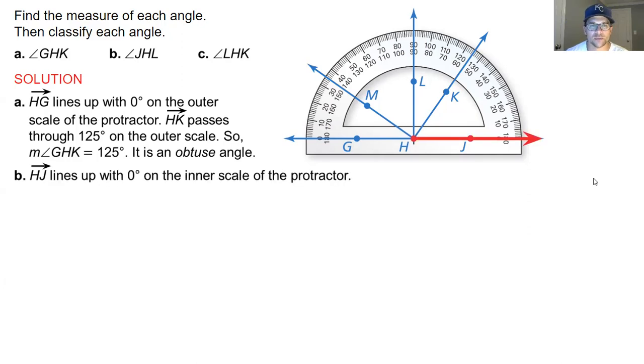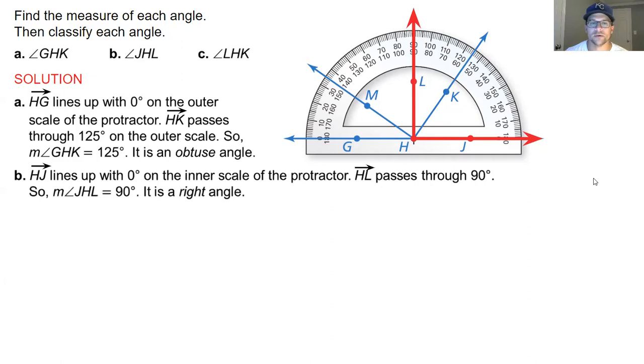So HJ lines up with that. We're going to go ahead and go all the way up to L. On the inside track, it passes through 90 degrees. And we know that any angle measure that is exactly 90 would be considered a right angle.